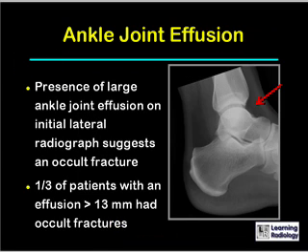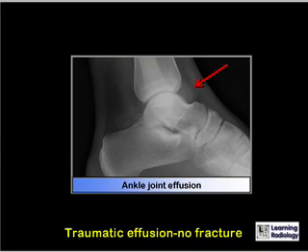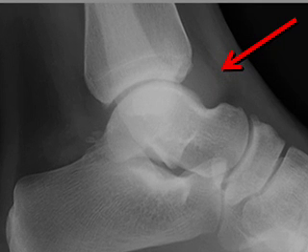Ankle joint effusions. The presence of a large ankle joint effusion on an initial lateral radiograph suggests an occult fracture around the ankle. About 1/3 of patients with an effusion that's greater than 13 millimeters in one study had occult fractures. The red arrow is pointing to the lucency where the anterior tibia meets the talus, where an ankle joint effusion would be visible when present. This is a patient who has a large ankle joint effusion. The red arrow is pointing to the soft tissue density that has the characteristic nodular appearance at the junction between the distal tibia and the talus.